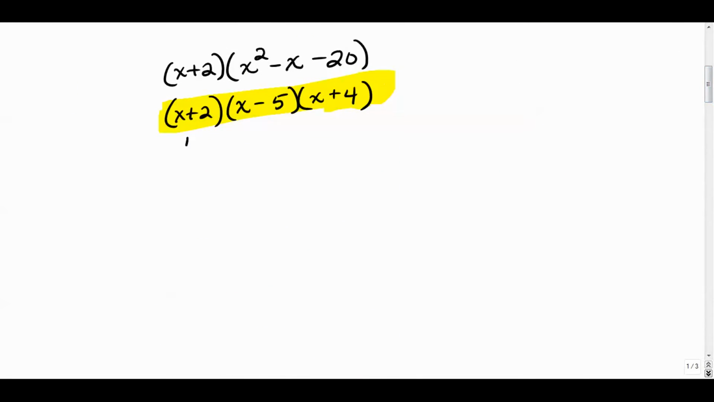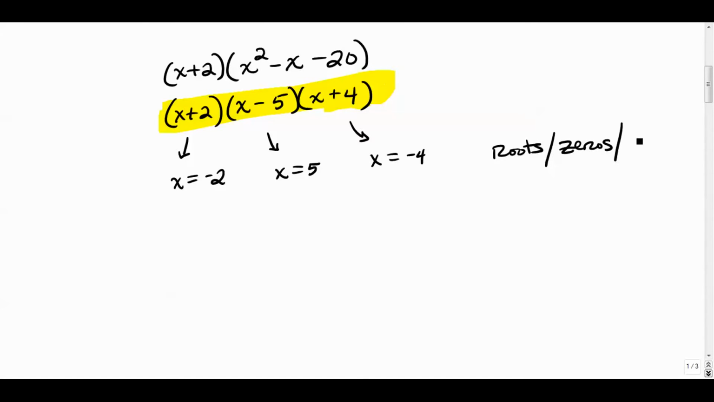But the three solutions, or the zeros, are x equals -2, x equals 5, and x equals -4. So these are my roots, or my zeros, or my solutions, and right here are my factors. So that's the nice connection between those different words. Let's try another one.